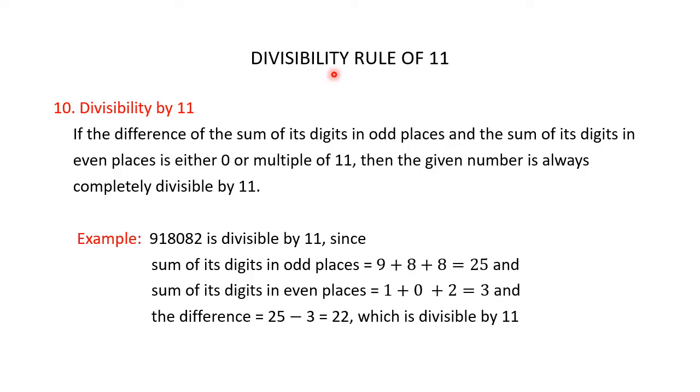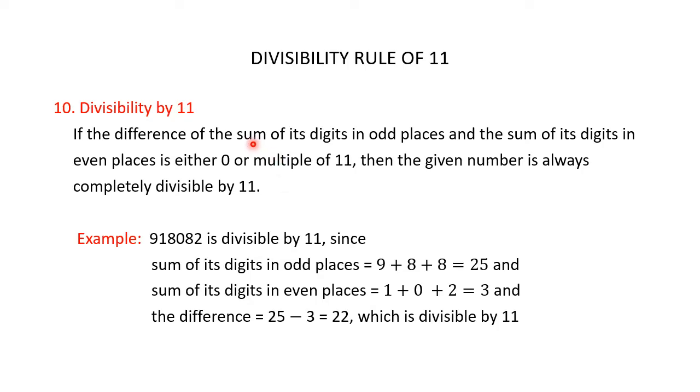Divisibility rule of 11. If the difference of the sum of its digits in odd places and the sum of its digits in even places is either 0 or a multiple of 11, then the given number is always completely divisible by 11. This means if you have to check whether a given number is divisible by 11, then first you have to find the sum of the digits in odd places.